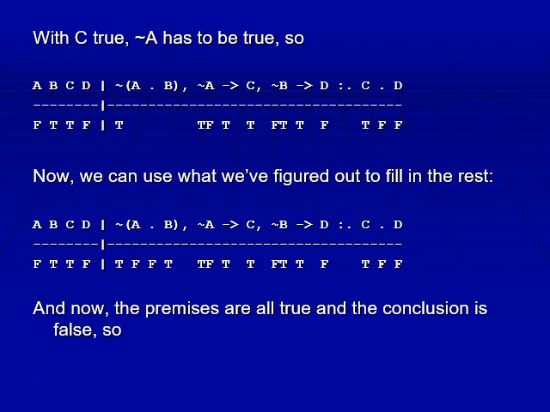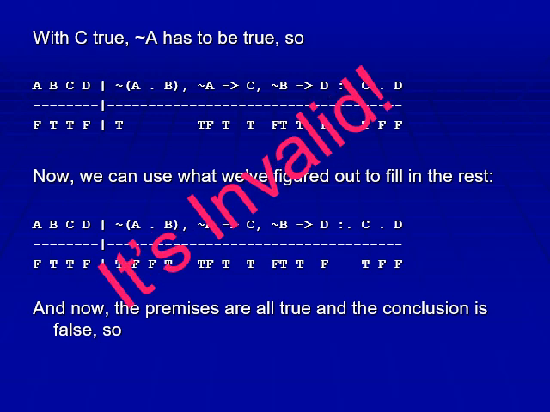And now the premises are all true and the conclusion is still false, so it's invalid. We've proven that this argument is not valid by showing that there's an assignment of truth values where the conclusion comes out false, but all the premises are true.